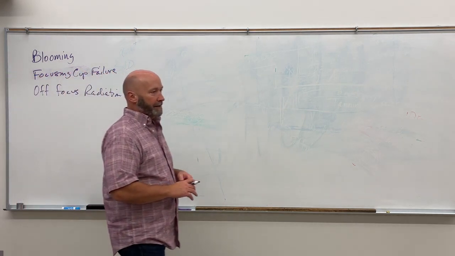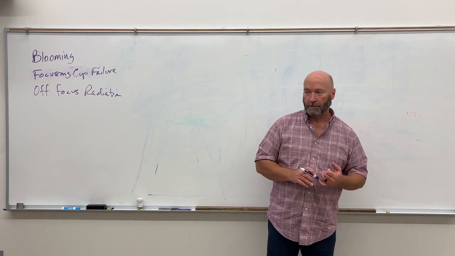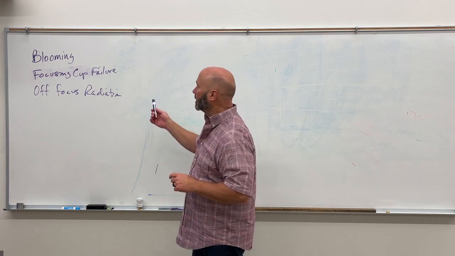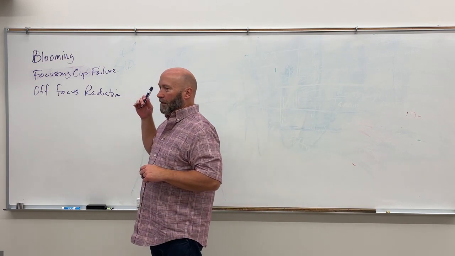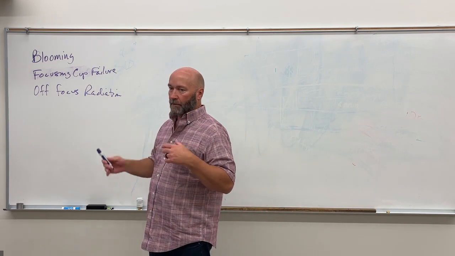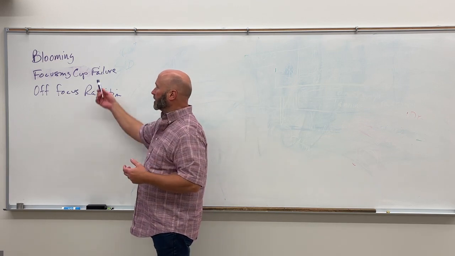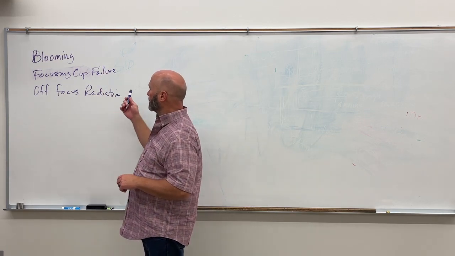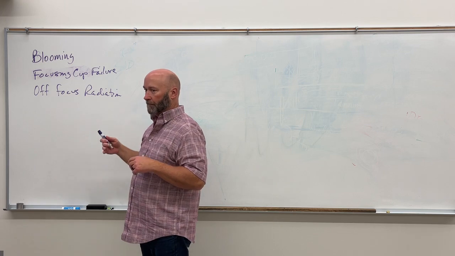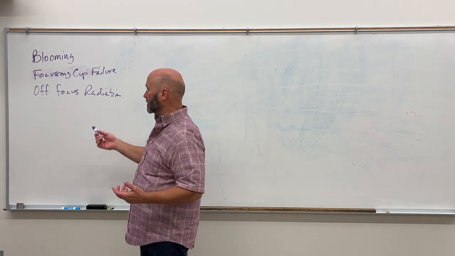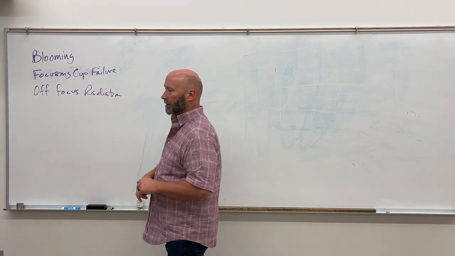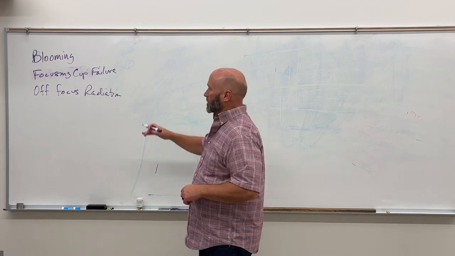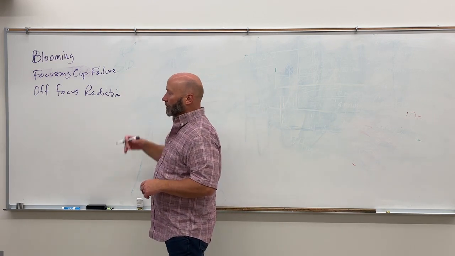After we got done with class today, I thought of three things that I should have mentioned but forgot about. One is blooming of the space charge, which we're going to talk about quite a bit in imaging. But since we're in the internal components of the X-ray tube, these two are very applicable. So we're going to start with off-focus radiation, then we'll work our way back up.